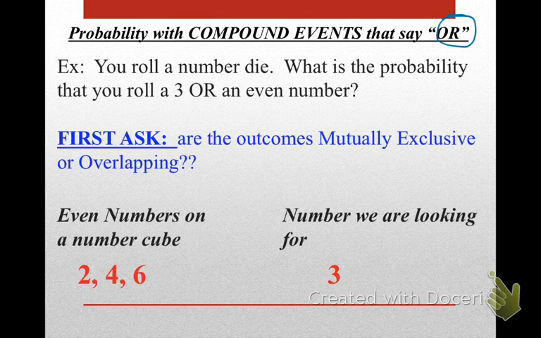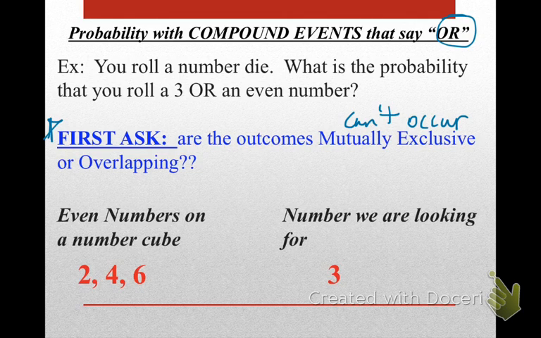The first question that you need to ask yourself is, are the outcomes, what you're looking for, mutually exclusive? That means they cannot happen at the same time, they can't occur together. Or are they overlapping, so they can occur together? Because depending on your answer, you have to figure that probability differently. So look at the example now down in the notes section under compound probability that says or.